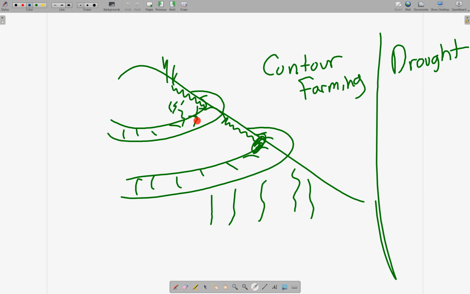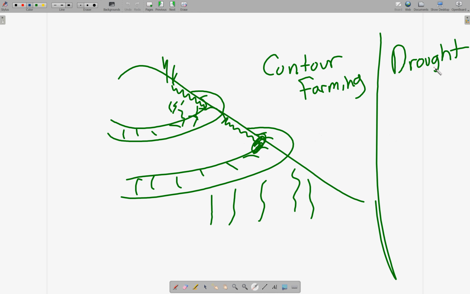Contour farming is where you build rows along a sloped surface. And those rows help to reduce the water movement, and so you have less erosion and you have more infiltration.